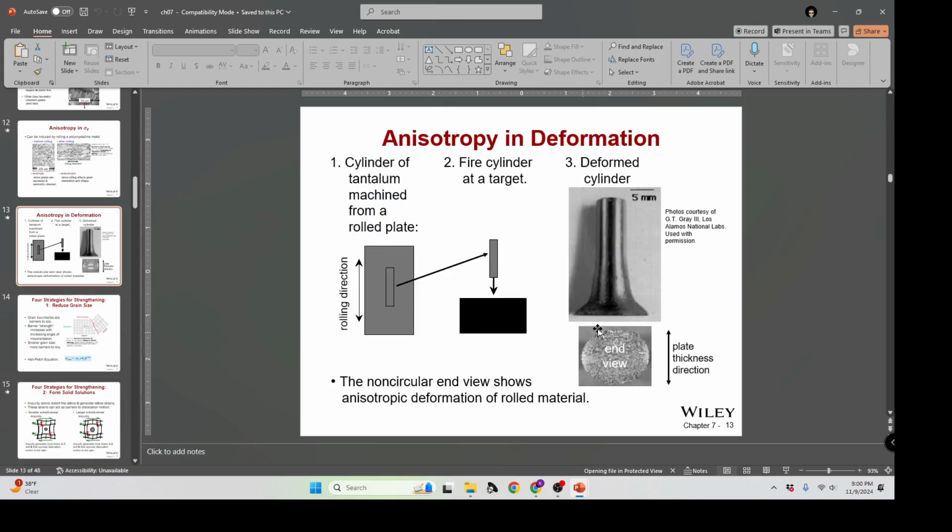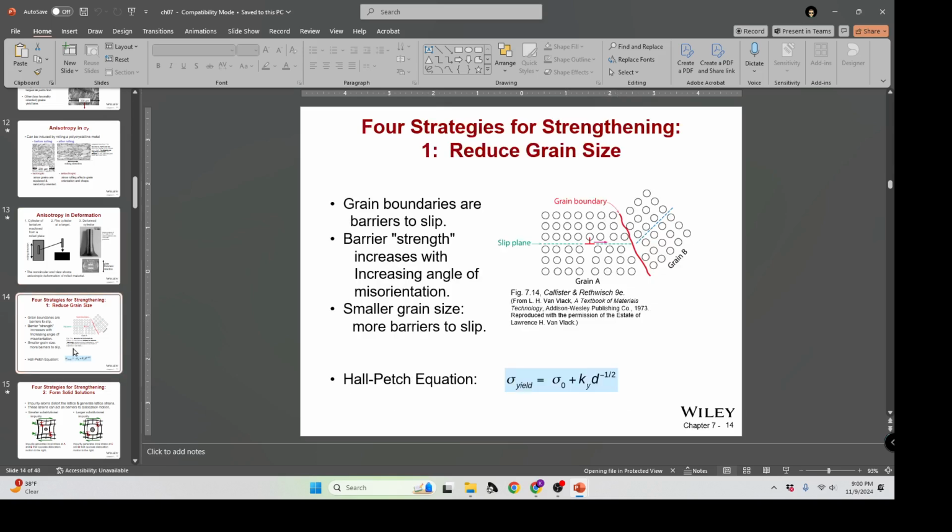And the idea for some of these things where you have an anisotropy because you roll a material, then you cut out of that a slice, and it becomes non-circular when it has an impact.